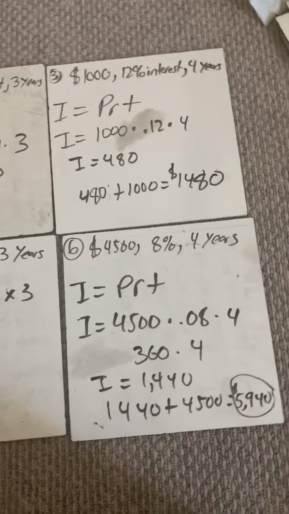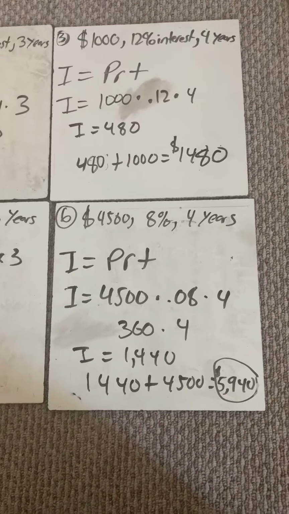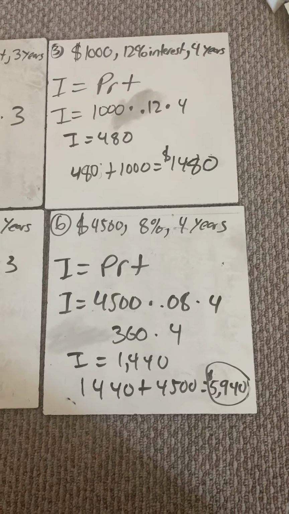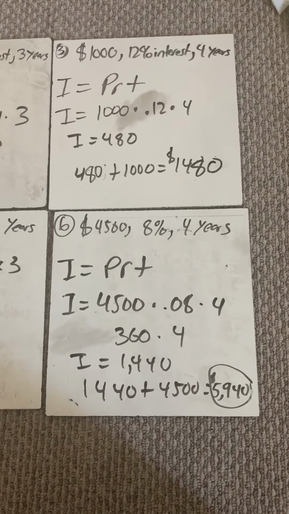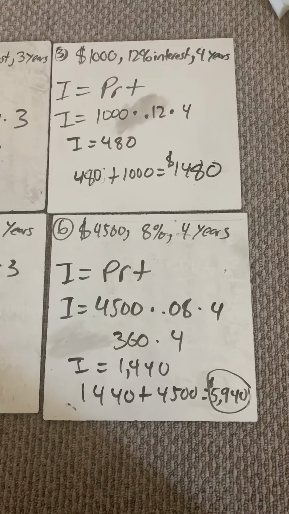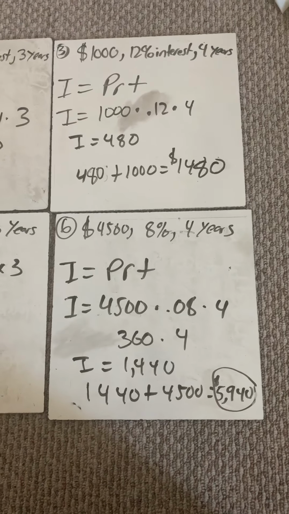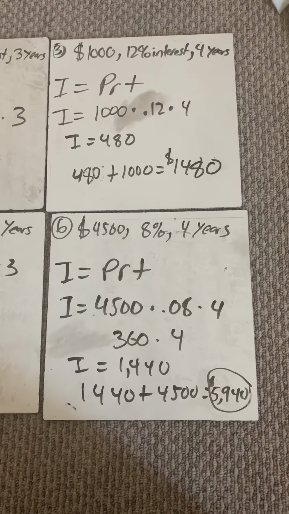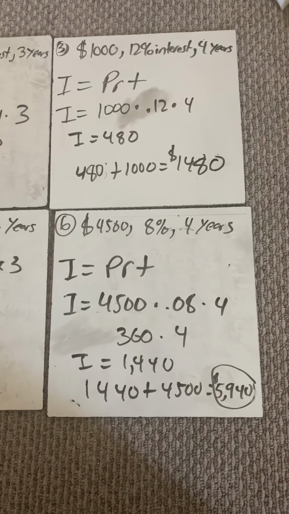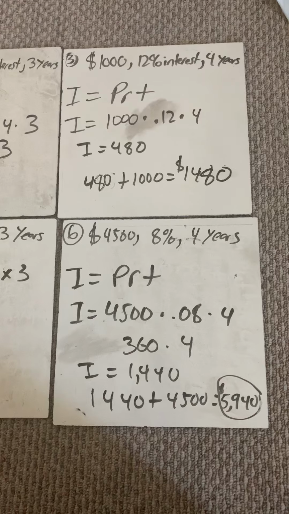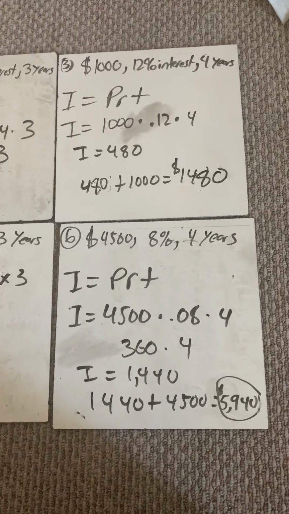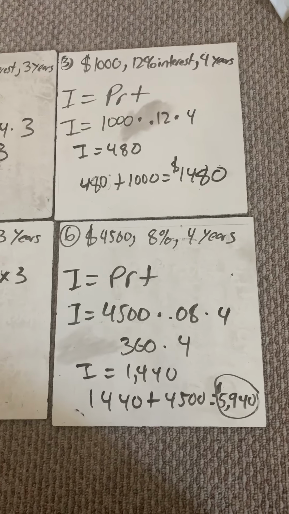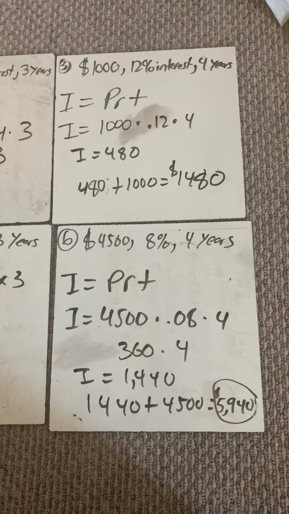The last one, again, I asked you for the total price for 4,500. You had an 8% interest for 4 years. I equals PRT, 4,500 times 0.08 times 4. That gave me 360 times 4, which means the interest was 1,440. I again have to add that to that original price of 4,500, which means over the life of the loan, it really cost me 5,940. But again, you didn't have to have all that money up front.